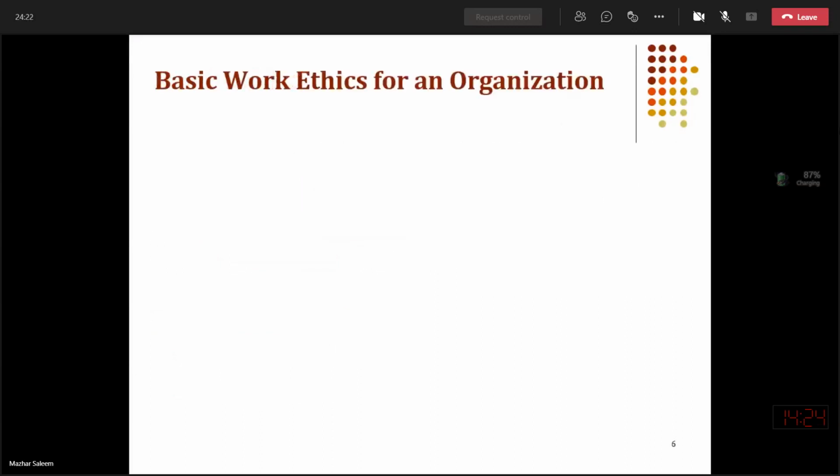As I said earlier, there are two perspectives of work ethics. One is from the organization side, and the other is from the employee side. So let's see what the responsibilities of an organization are in order to nourish good work ethics in the organization. Okay, first is uniform rules and regulations. Whatever organization you're working in, that organization should have uniform rules and regulations. There should not be any pick and choose between the people.